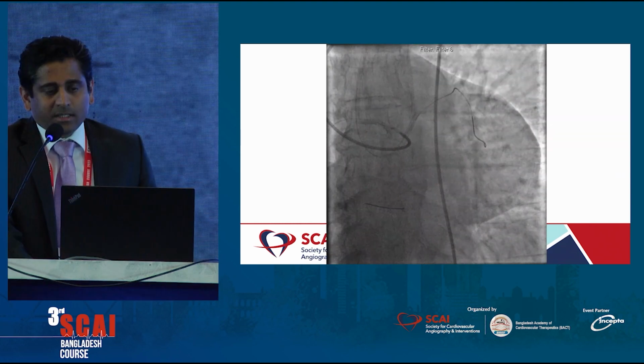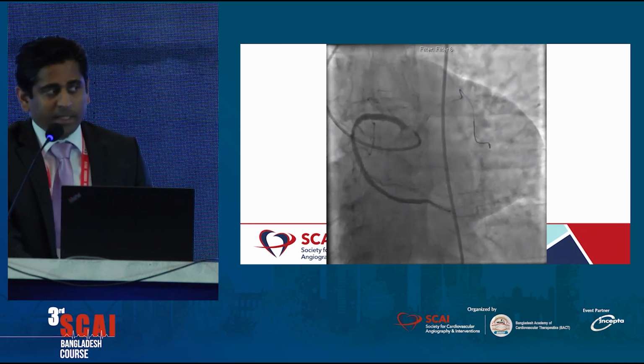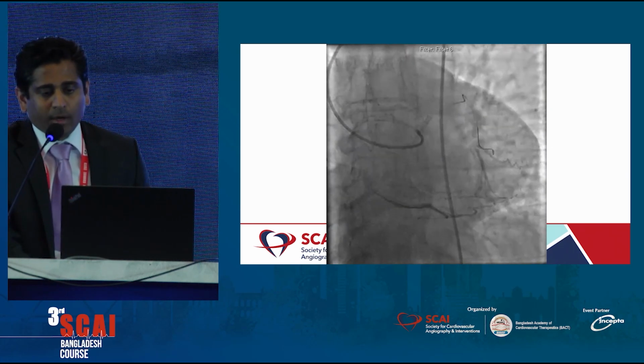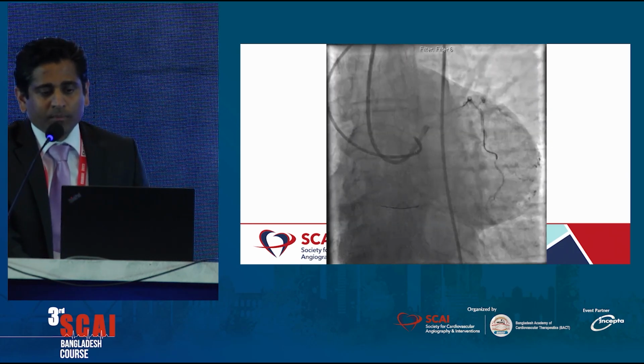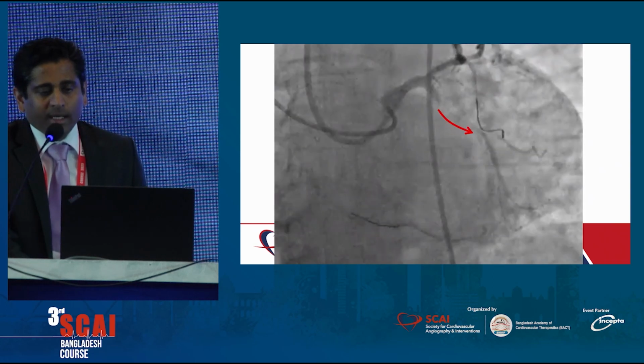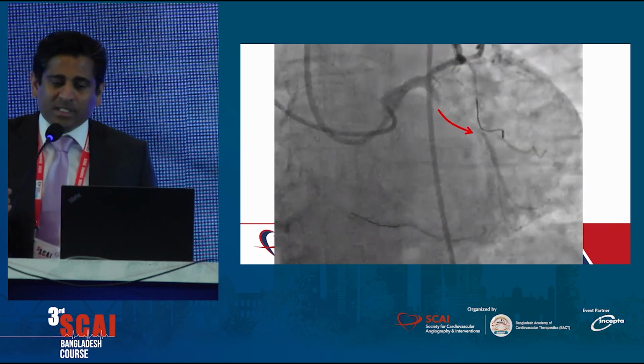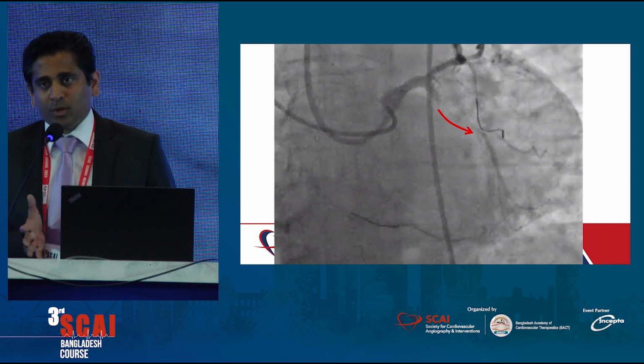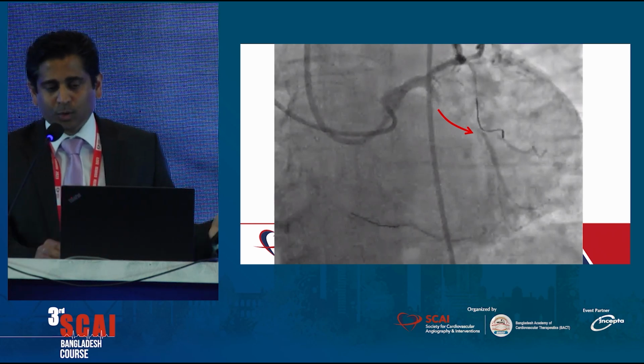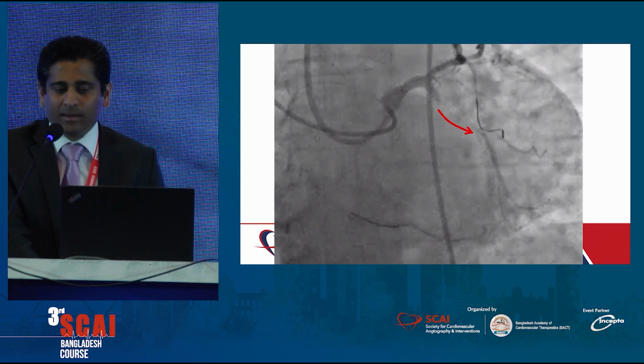The second case is a circumflex CTO, which is always a bit difficult. You could see here it has a collateral from the right coronary artery, and this is what we are dealing with. It's a short occlusion, tapered tip, but the landing zone is in a bifurcation. So this excludes ADR because you lose one of the branches. So you have to try and do this antegradely.